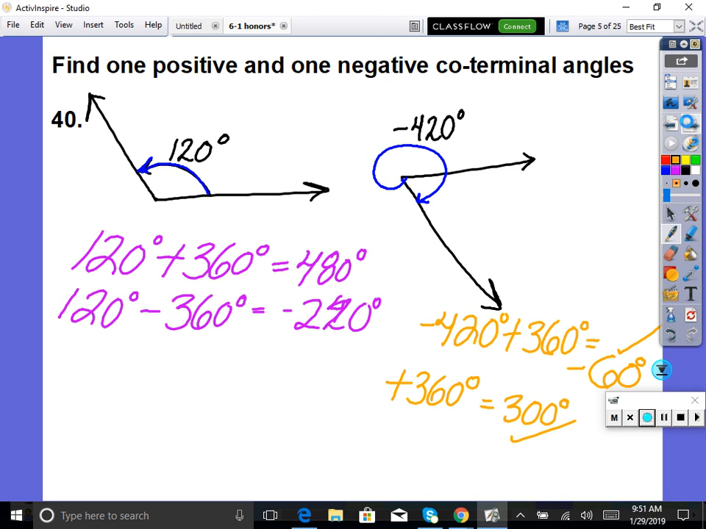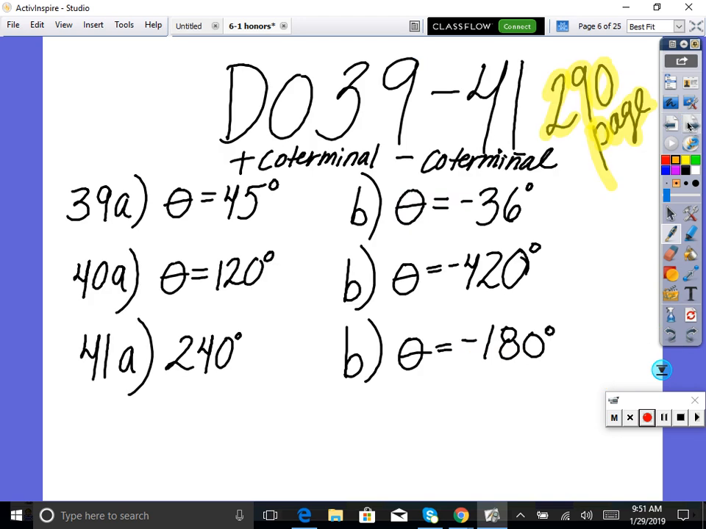So go ahead and go to the homework and do just the odds, because that's what's assigned on the homework. I only care that you do the odds. So right now I would just do 39 and 41 off of the homework. It's asking you to find positive and negative coterminal angles. Before we move on, do those. That'll be really quick.